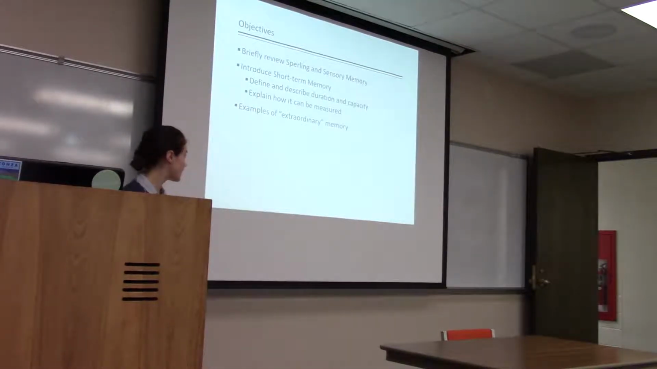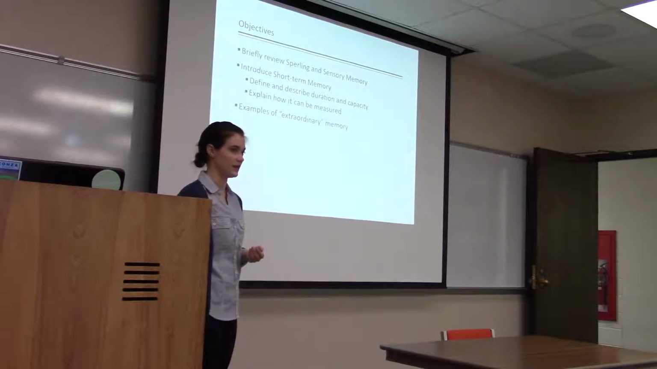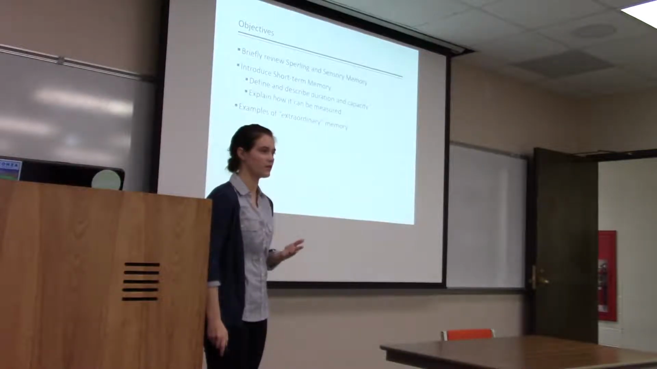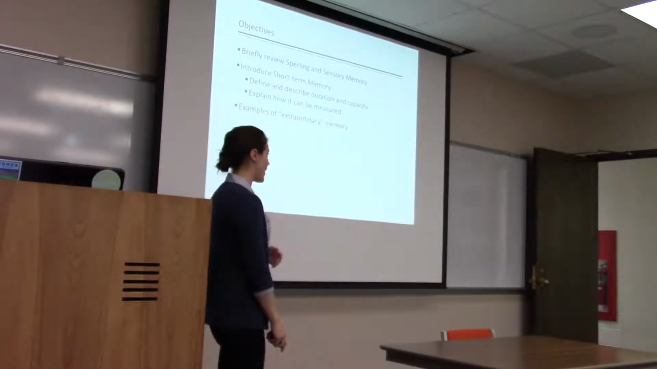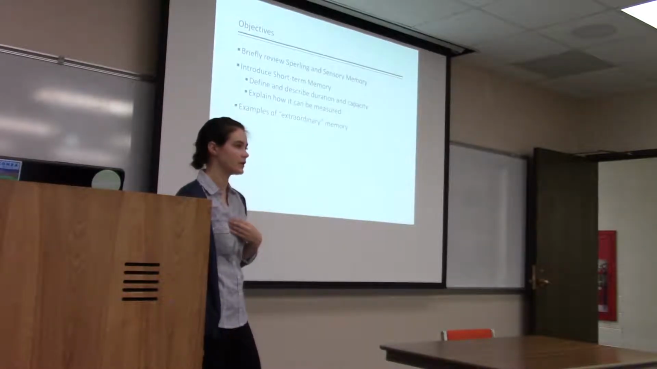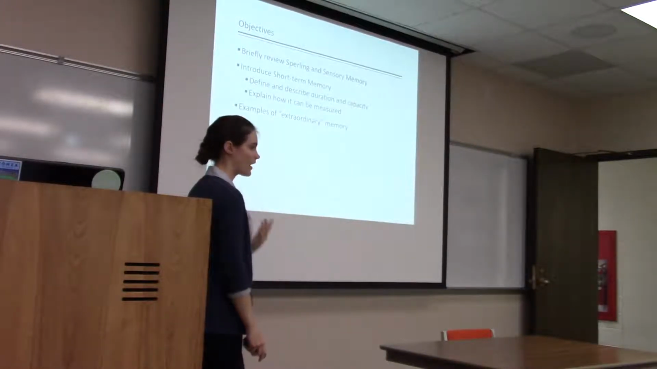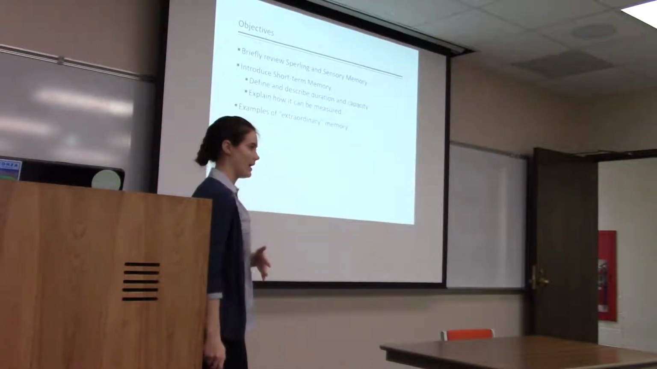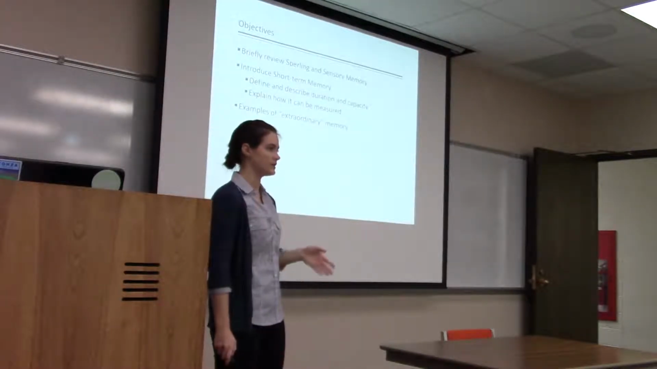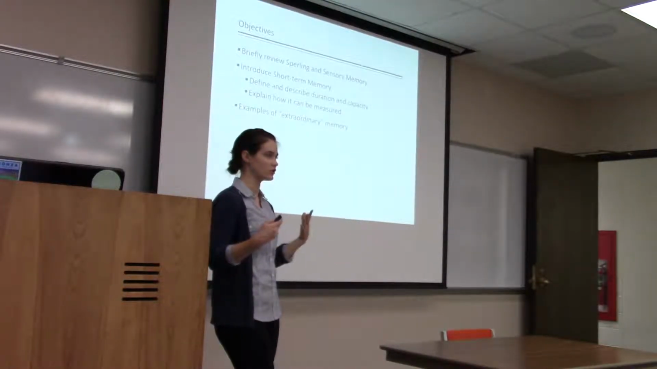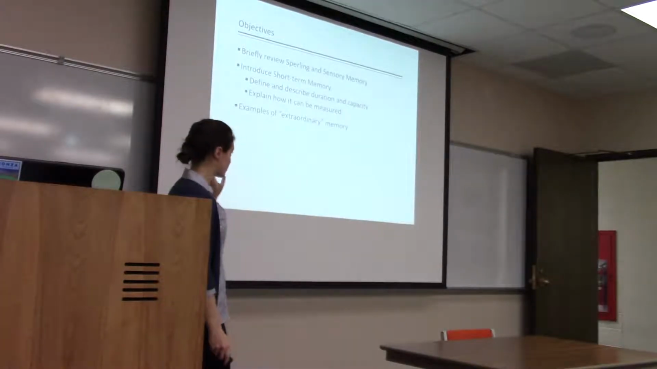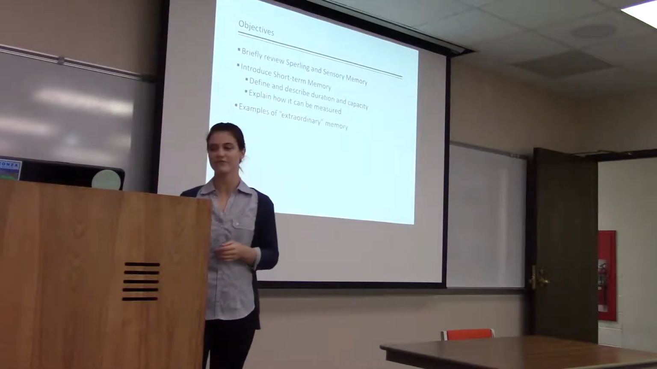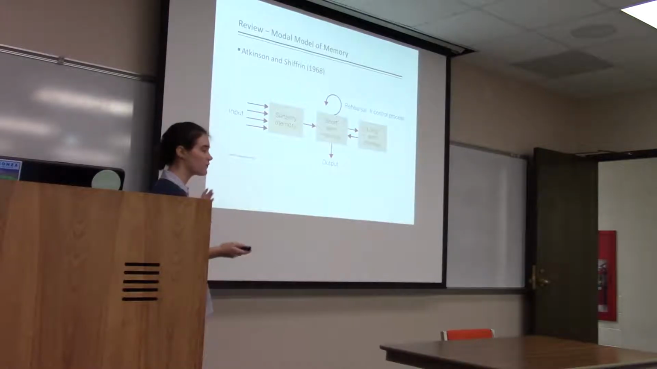So to get things started, just to go over some objectives for today's class. We're going to briefly review the Sperling and the sensory memory set that you guys left off with on Thursday. And then I'm going to get into short-term memory, and so by the end of today you should be able to define what short-term memory is and also describe its duration, its capacity, and how it can be measured. And then towards the end we're going to go over some cool examples of extraordinary memory, sort of applying the short-term memory but in an extraordinary way. Everyone okay with that?